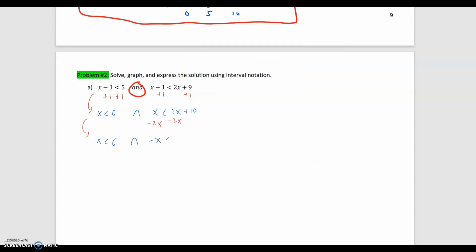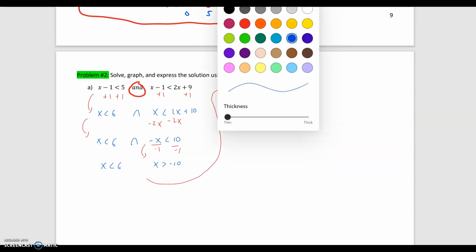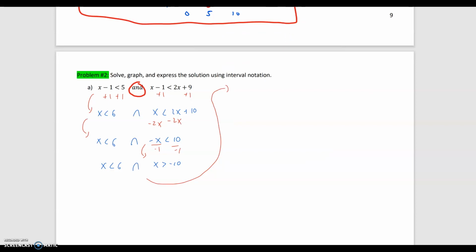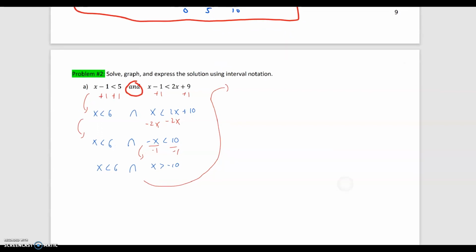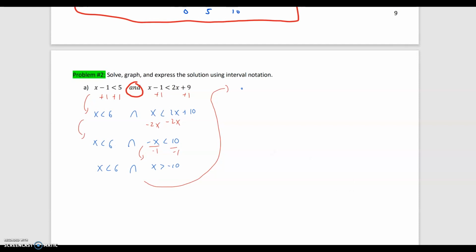So we're looking at still x is less than 6, intersecting negative x is less than 10. And then we're going to be dividing by a negative 1. So remember that with the division, we flip the inequality. And we're looking at x is greater than negative 10. X is less than 6. Now from here, let me graph both of these. They only want the interval notation, but it's a lot easier to just basically graph them and then look at the sketches. So the first one, we end up with x is less than 6.